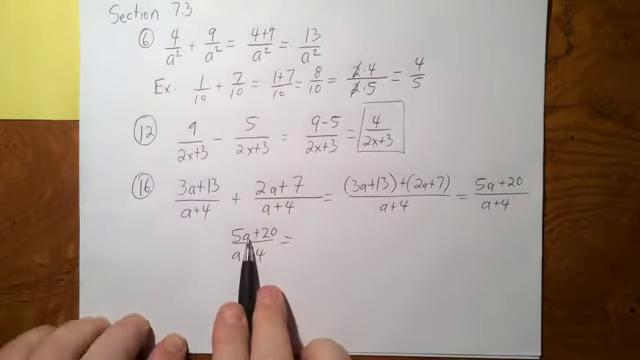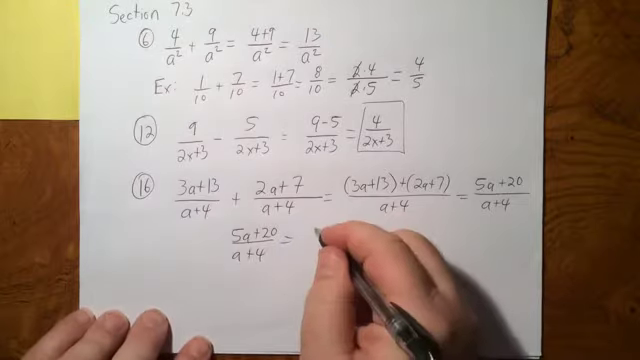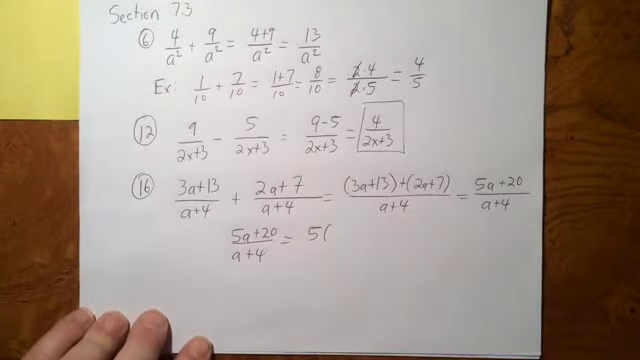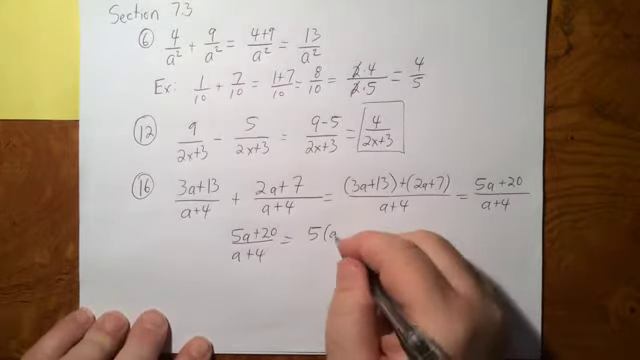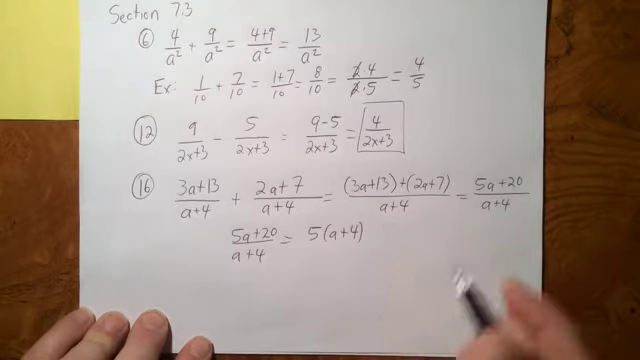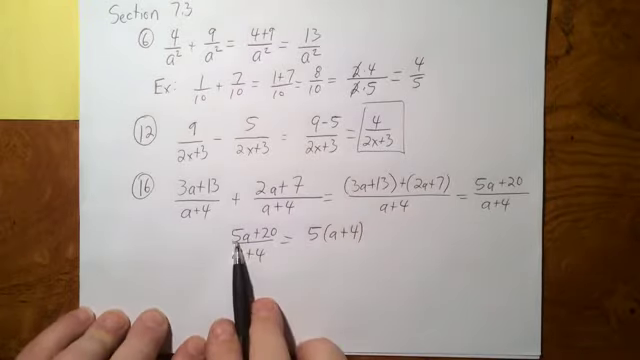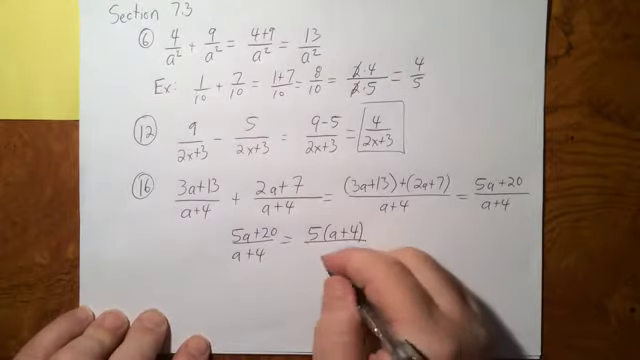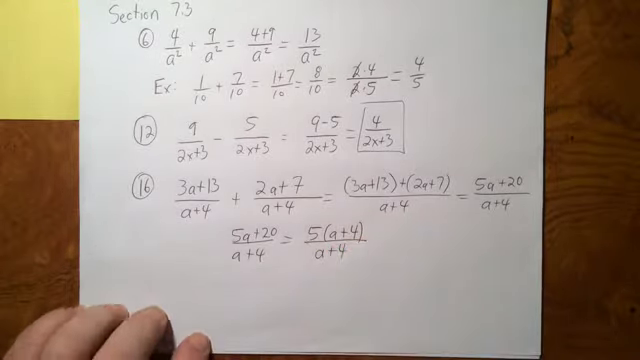And I realize that from here I can factor out a 5. When I do so, it's going to give me 5 times the quantity of a plus 4. I do that how? By factoring out the greatest common factor. That's going to be over a plus 4.